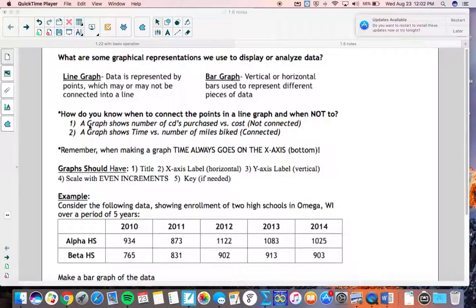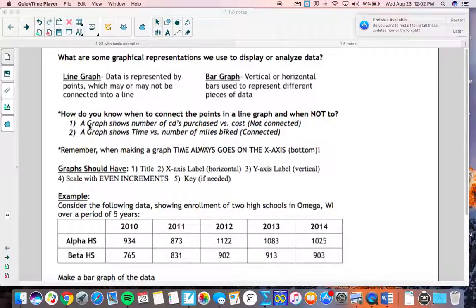Whenever one of the variables is time, that should go on the x-axis. When you make a graph, make sure that you have a title addressing what the graph is going to be showing. Make sure you label the x-axis, which is the horizontal axis. What are those values on the bottom? What do they represent? Hours, minutes, seconds, class periods. Label your y-axis as well. That's the vertical axis.